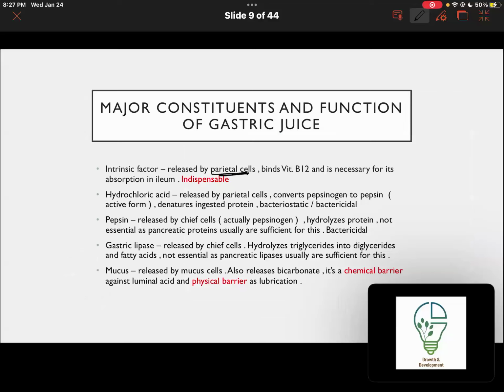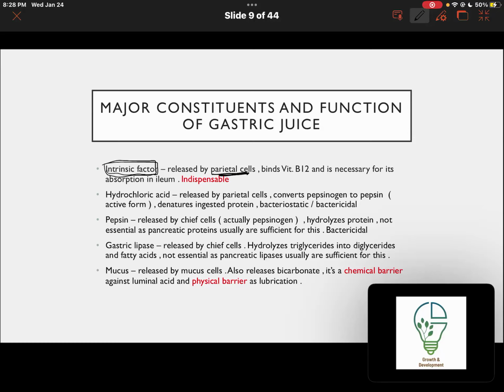As I was saying, let me repeat now. The intrinsic factor is released by parietal cells. It binds to vitamin B12, and it's necessary for its absorption in the ileum. This thing, surprisingly, is the most indispensable part of the gastric juice. Everything else we can make do without because we have the pancreas, and the pancreas produces most of these things as well. But the intrinsic factor is only produced in the stomach, and it's indispensable. Without it, it would be impossible to live because vitamin B12 is very necessary for us.